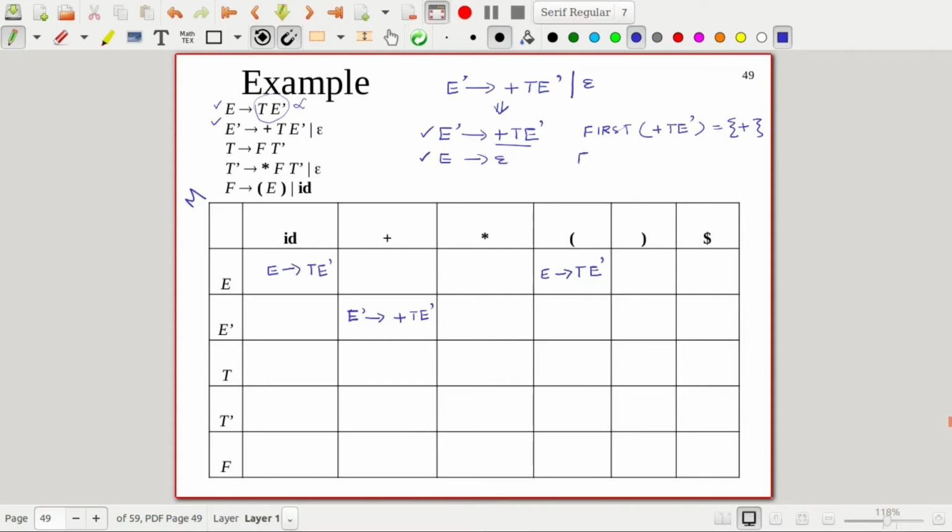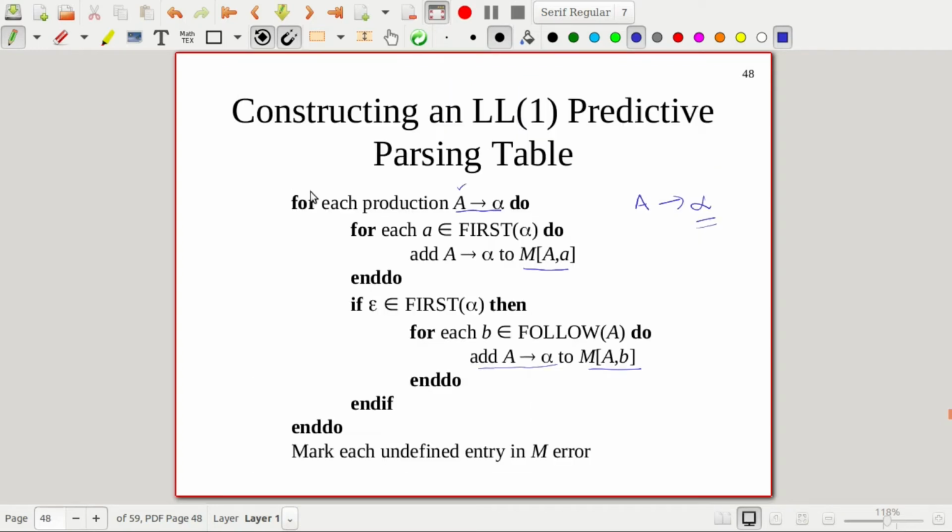Here the first of epsilon is epsilon itself. So in our algorithm, for each a member of first of alpha, we have to add A gives alpha to this M[A, a]. Now, if epsilon is in first of alpha, what do we have to do? For each b member of follow of A, add A gives alpha to M[A, b].